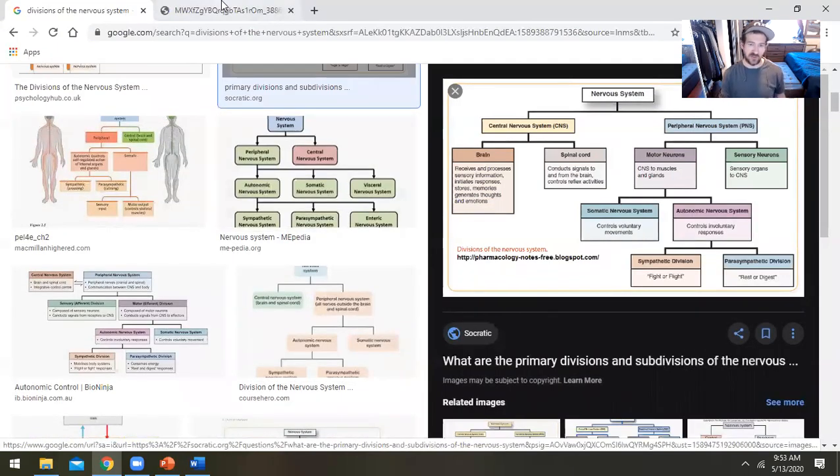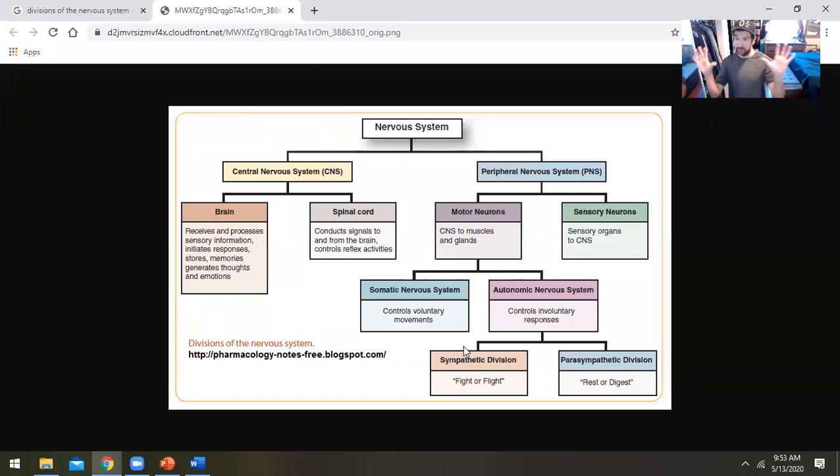I usually draw a chart for this on the whiteboard, and I don't have a whiteboard. So your nervous system, again, is divided into two main sections. Your central nervous system, that's your brain and your spinal cord. And then your peripheral nervous system, which is going to be divided.